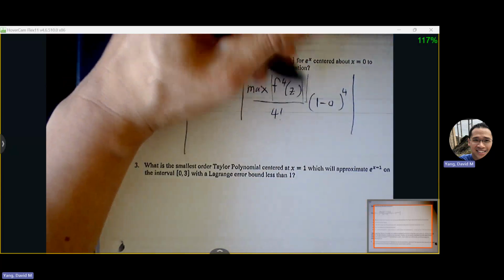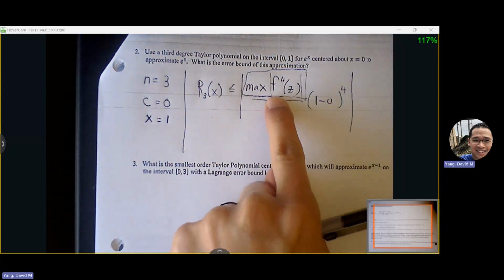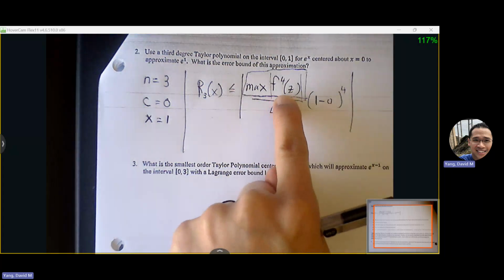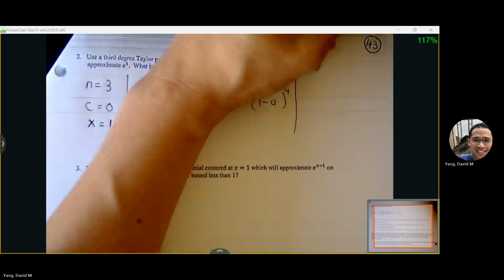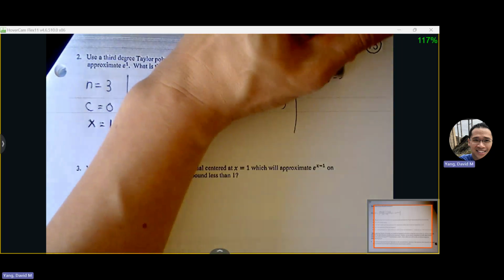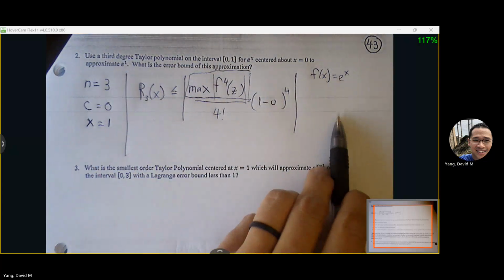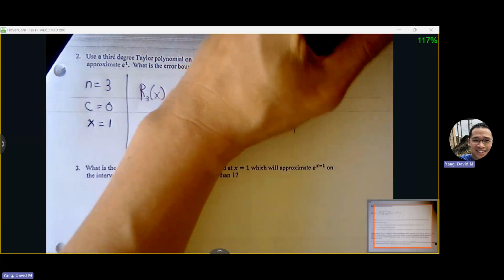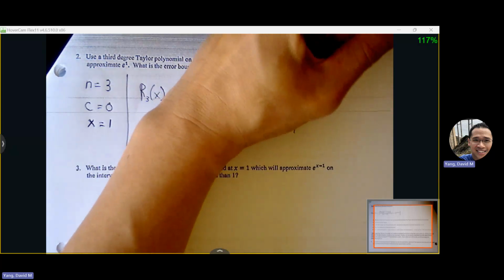Again, the only thing we really have to resolve is what number I can replace for that fourth derivative evaluated at z. The nice thing is that my f of x is e to the x. What's my fourth derivative function going to be? Still e to the x, right? So that's nice. You don't have to find each derivative. The derivative is just going to stay e to the x.